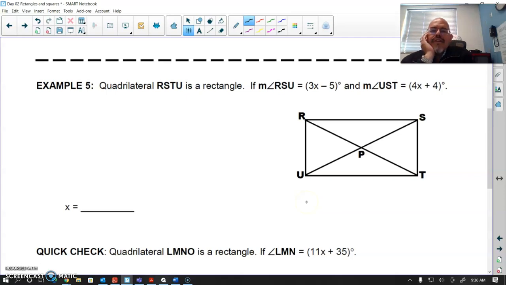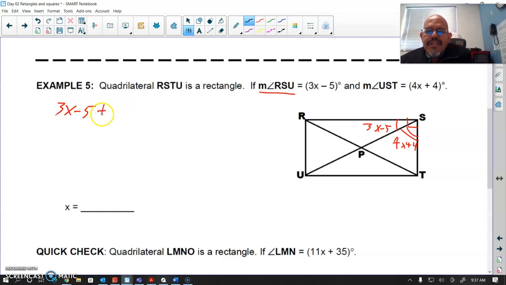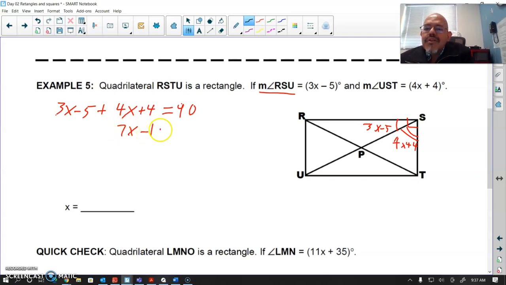Okay, so if RSU, which is this angle, is 3x minus 5, and UST, which is this angle, is 4x plus 4, what is x equal to? Well, these two are going to be complementary because remember, this angle is a right angle. So we have 3x minus 5 plus 4x plus 4 equal to 90. I'm going to solve that really quick. So it's going to be 7x minus 1 equal to 90.